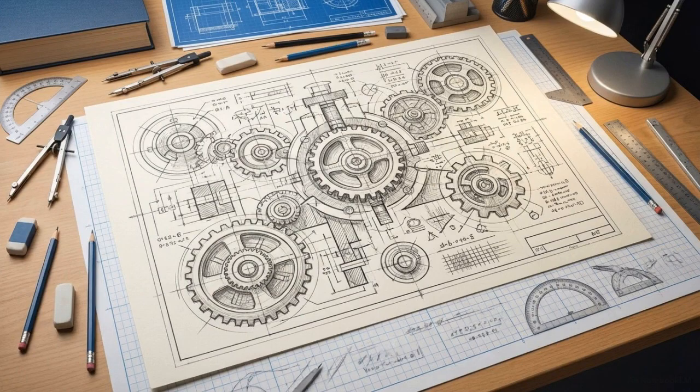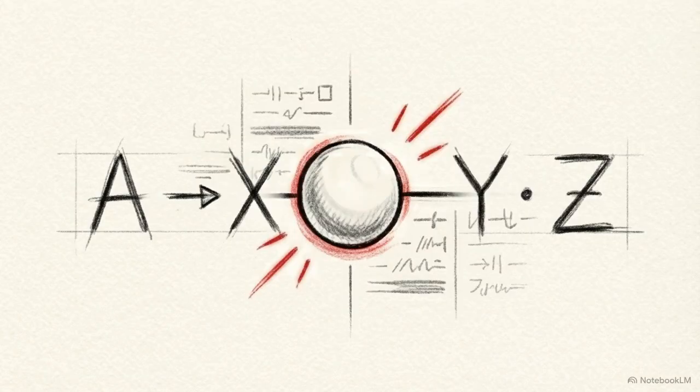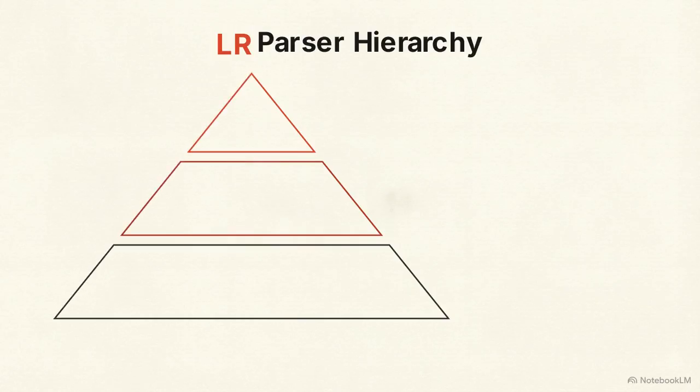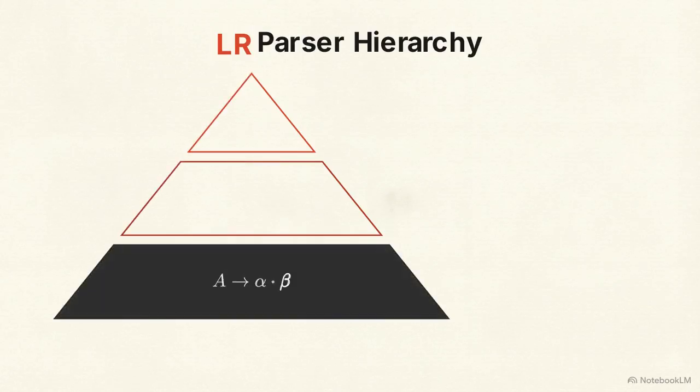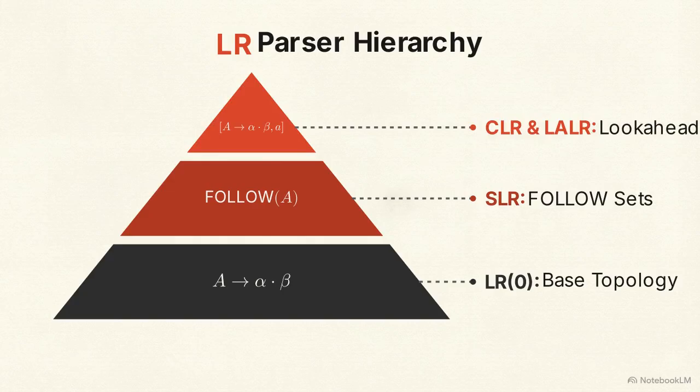We have now traced the complete transformation, converting rules into an augmented grammar, tracking geometry with the conceptual dot, and generating the automaton via transitions. Identifying a parser's specific power requires examining its items. LR0 items form the base topology, follow sets provide the criteria for SLR, and attached look-aheads distinguish CLR and LALR.